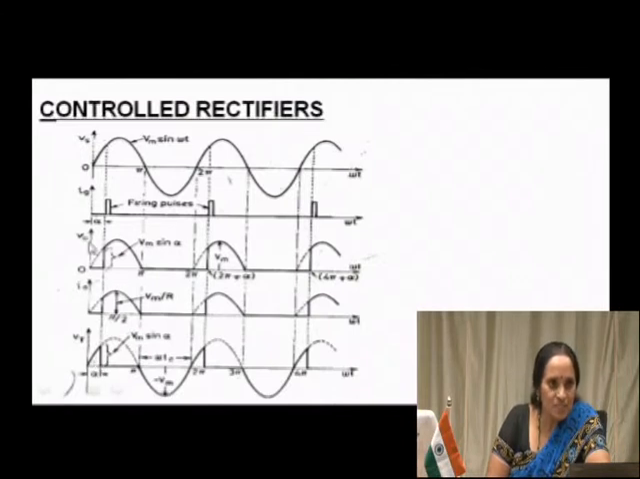Once the thyristor switch is on, please see, the thyristor acts like a closed switch. So, voltage across a closed switch is 0. That is why I have drawn 0 here in this waveform. This is the voltage across the thyristor. So, what happens, where does the voltage go?